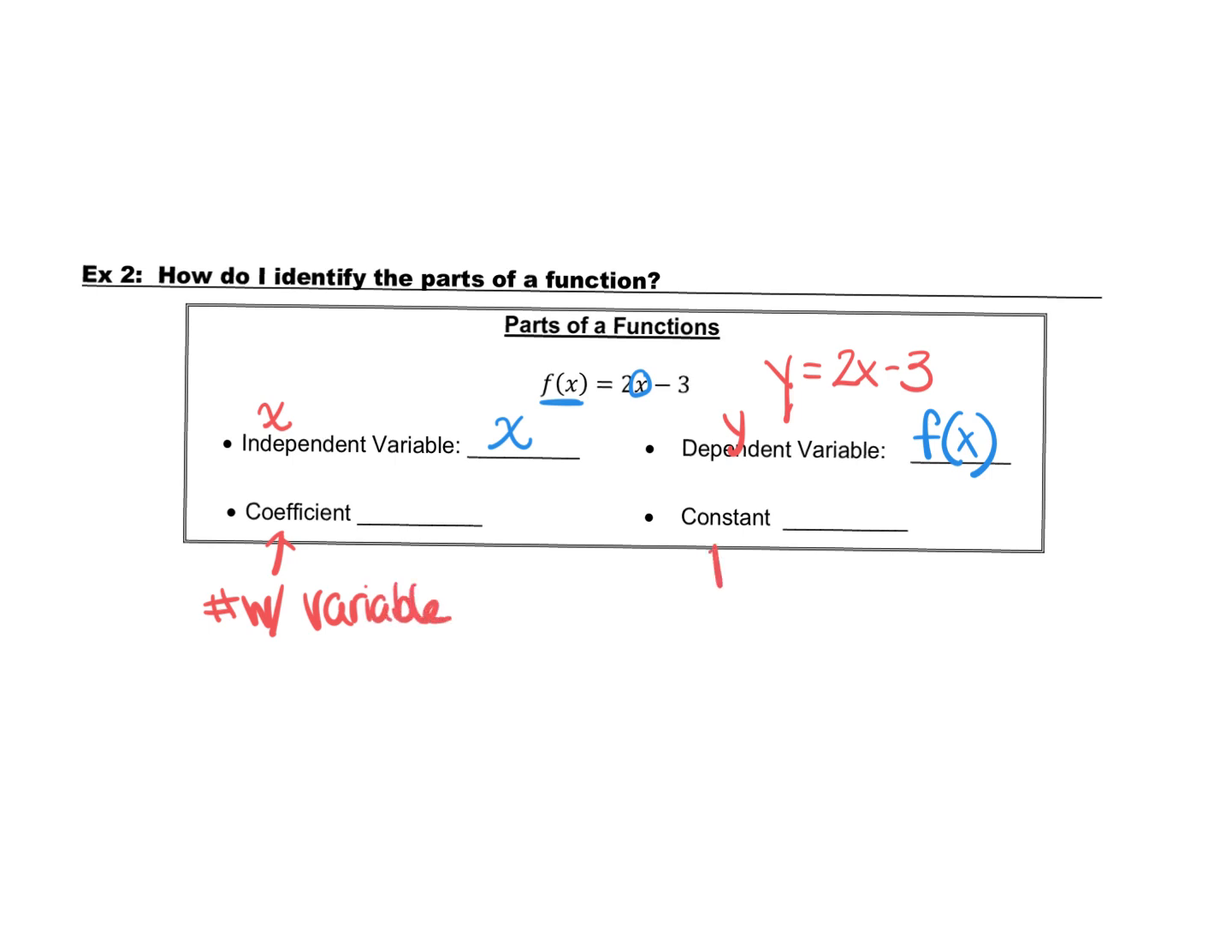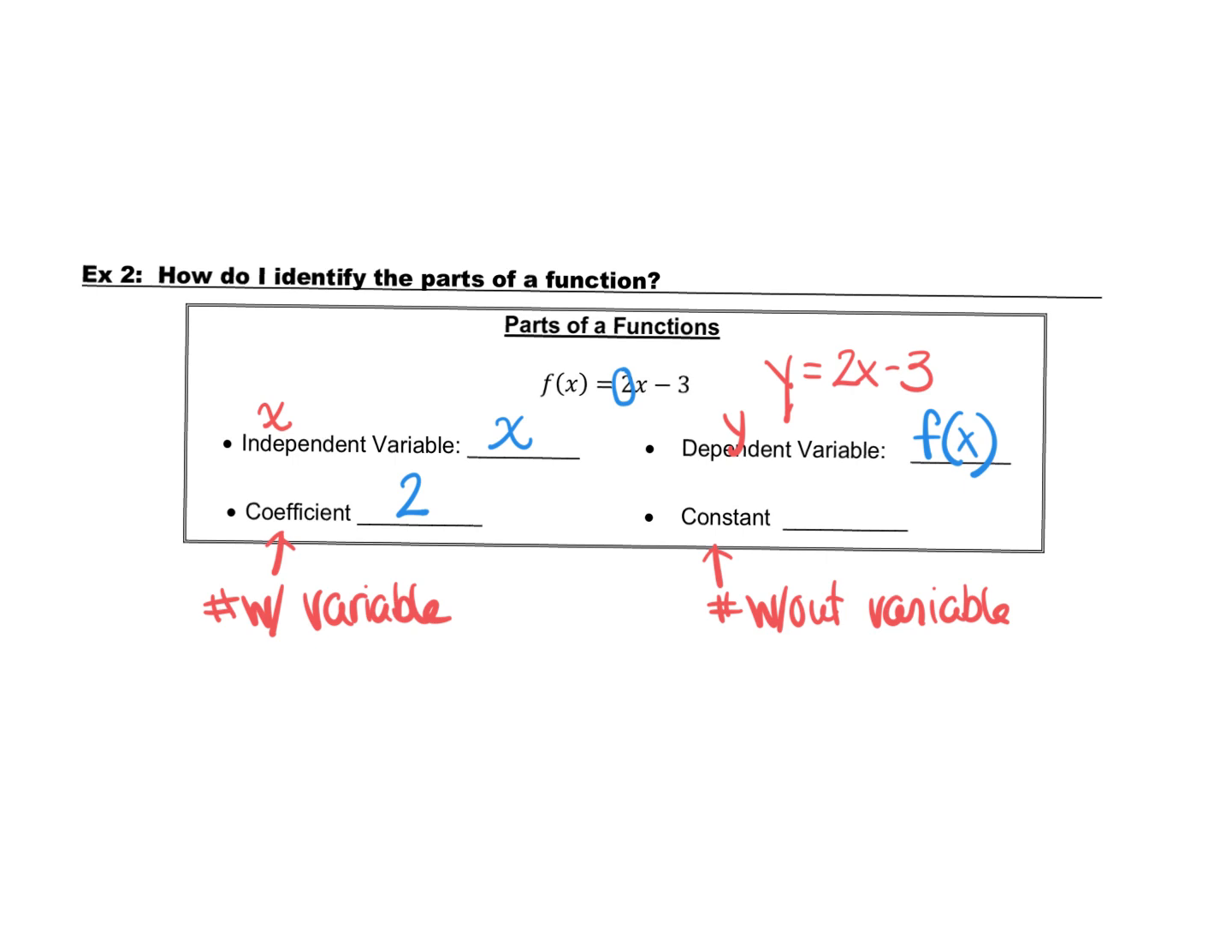And the constant is always the number without, or it's the number that's all by itself. So when we look at this function here, we've got f of x is equal to 2x minus 3. So we're going to locate the number with the variable. And the number with the variable, our coefficient, is the 2. You don't include that x, you just put the number that's with the variable.